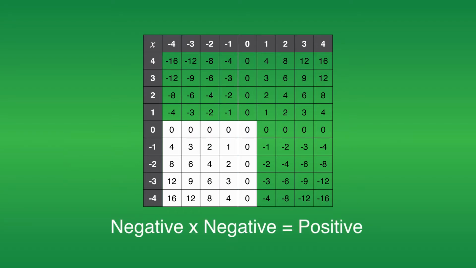So if I look at this quadrant, I multiplied a negative factor by another negative factor. And when I do, that's going to give me a positive product.